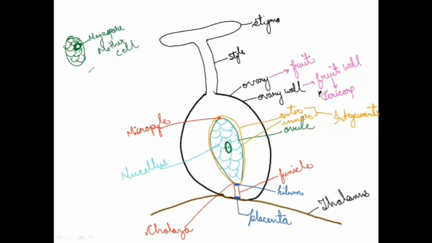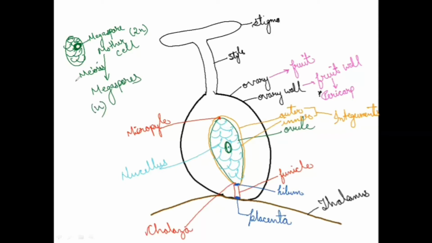Means she will be forming the megaspores. Now, in this megaspore mother cell, which is a diploid cell 2N, meiosis will take place. Meiosis occurs, and by the help of meiosis, what is forming? Megaspores are formed, and these megaspores are haploid structures.